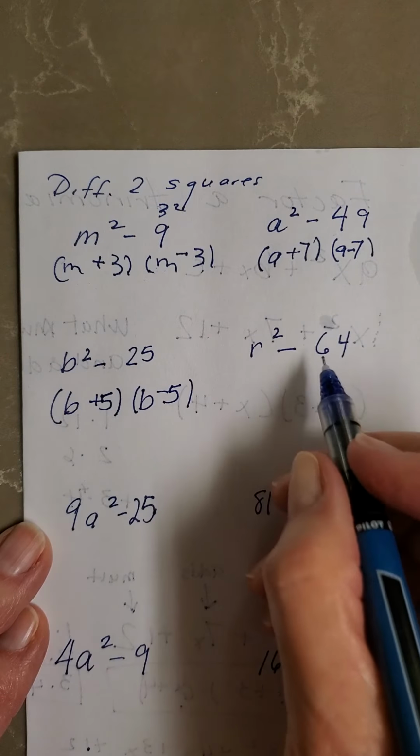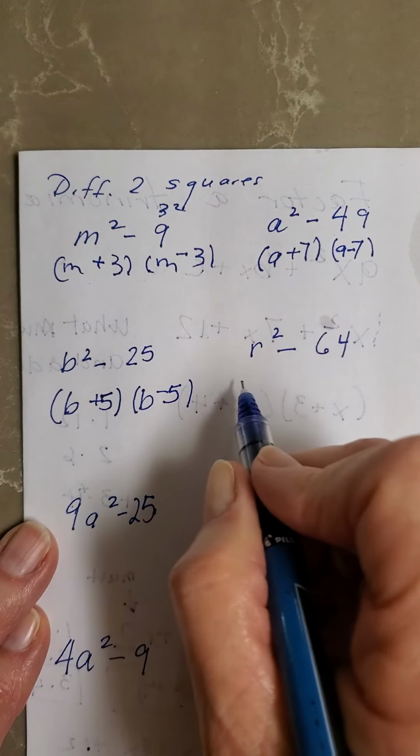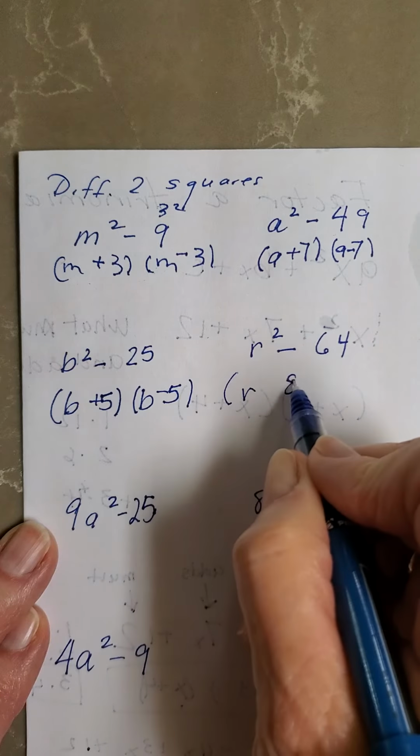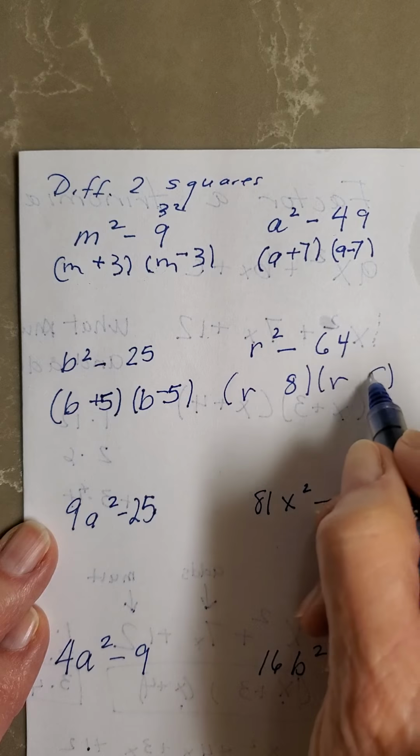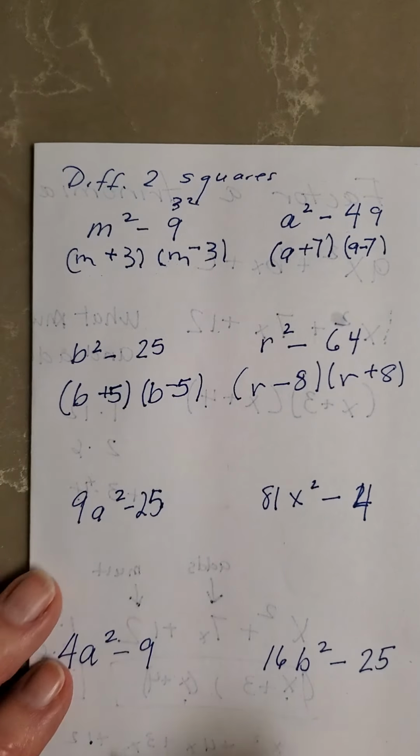Okay? 64. What number squared is 64? That's 8. So our factoring is going to be r and an 8, r and an 8. One's a plus, one's a minus.